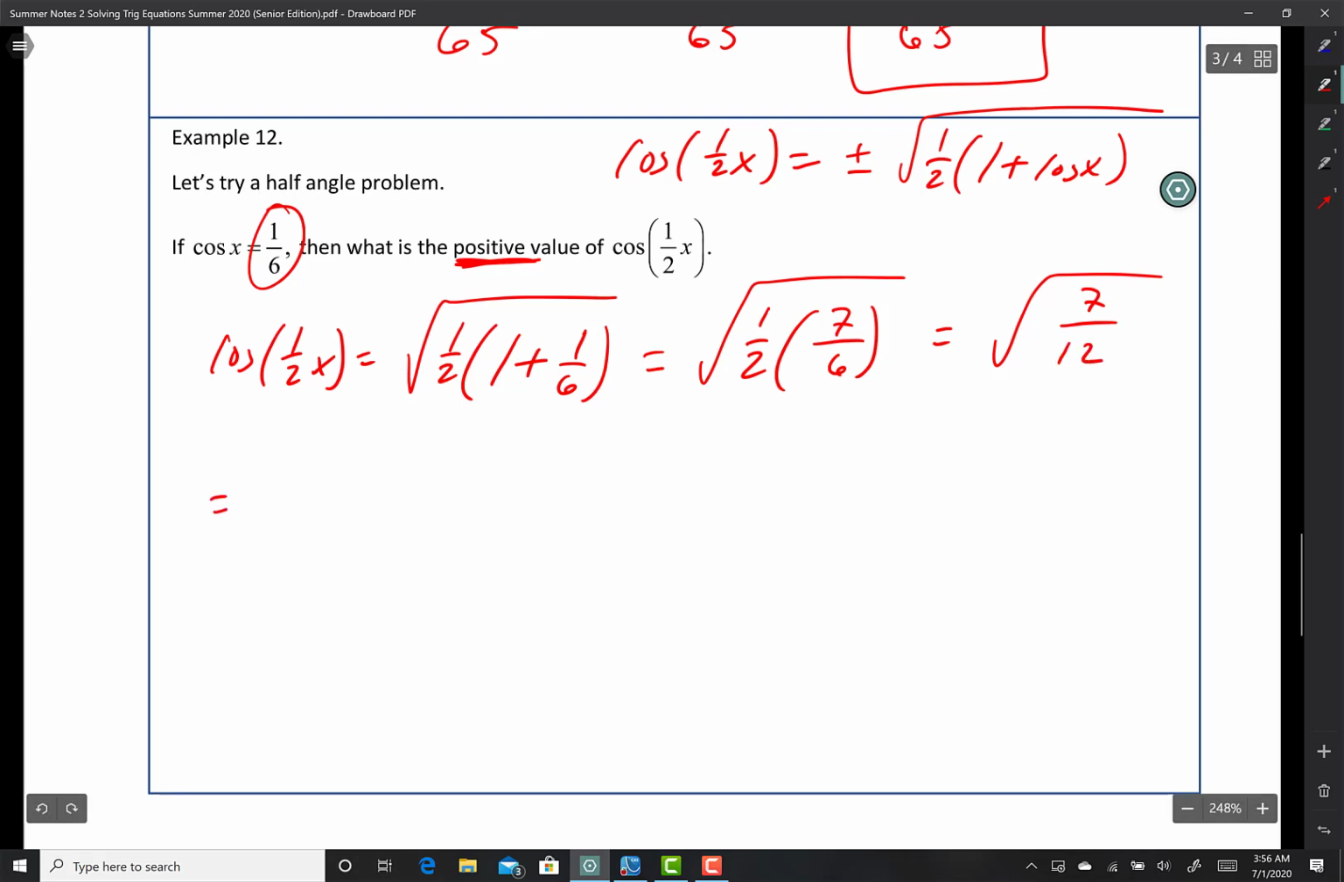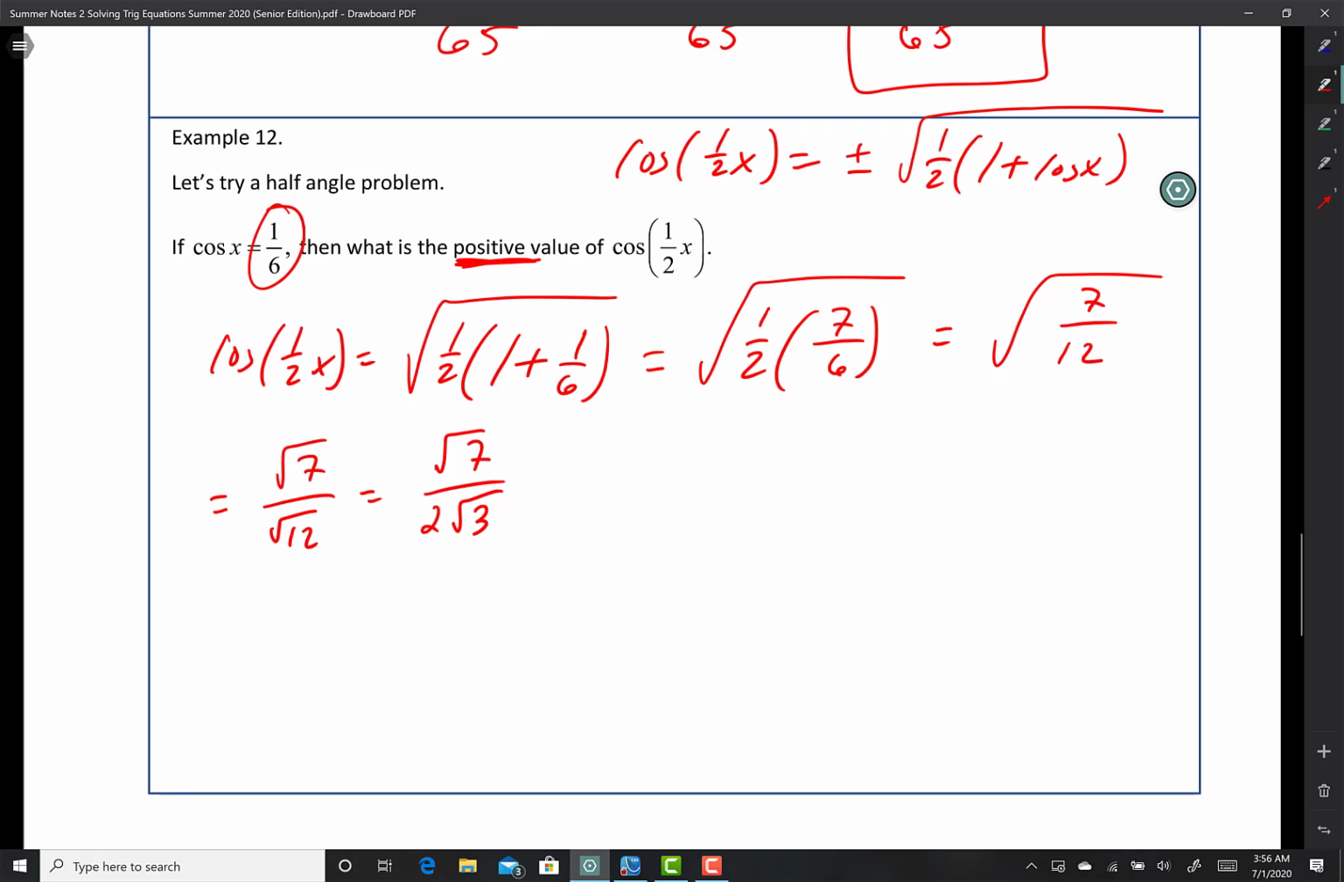And then that's like the laws of exponents here, right? So you can say square root of 7 over square root of 12. Now remember that 12 is the same thing as 3 times 4, and the square root of 4 is 2. So square root of 7 over 2 square root of 3. Let's see, 3 times 4, yeah. So we're still in pretty good shape.